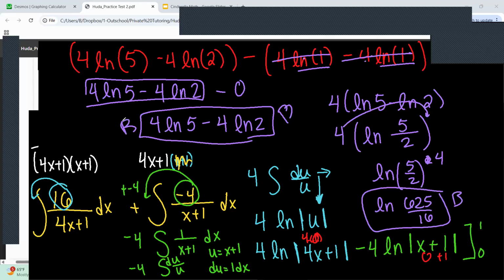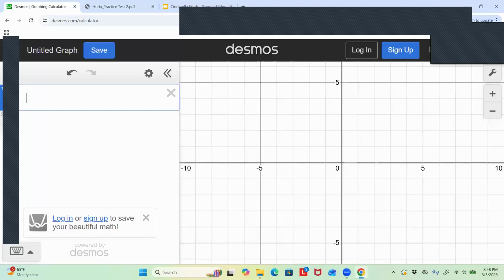But again, my students' program took way up here. So why like waste the time if you don't need to? There you go. If you want to check that, we could come to Desmos and type the original integral.